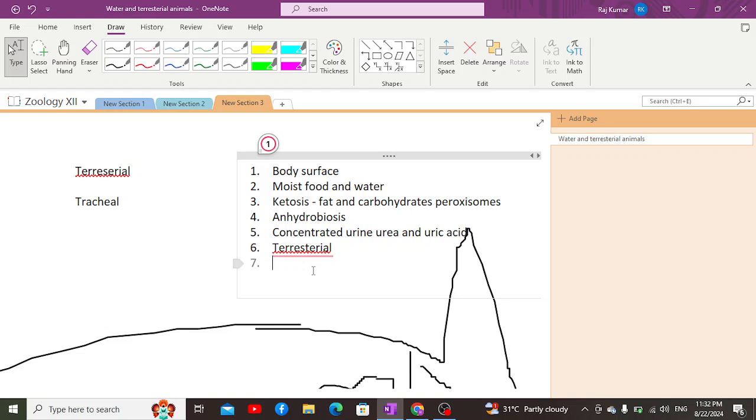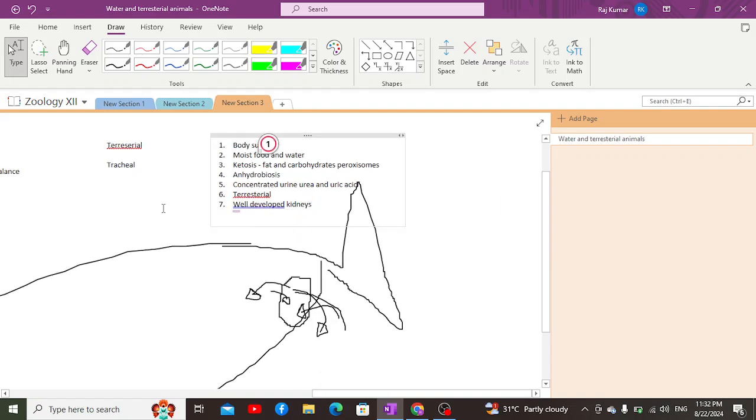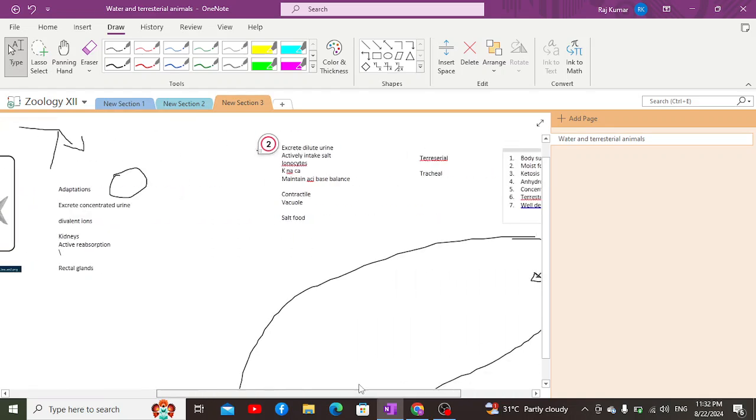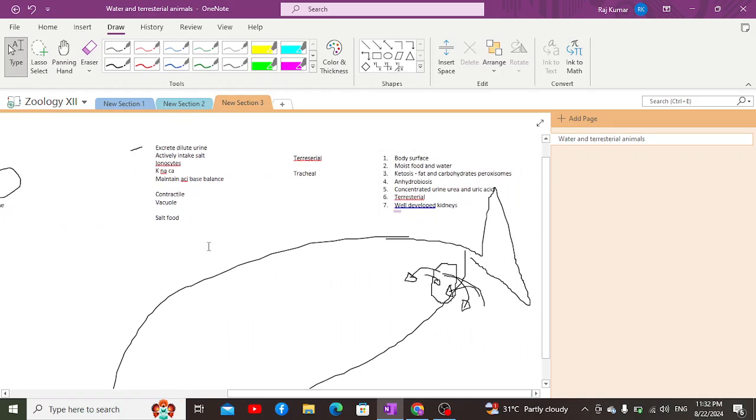Number seven is that they have well-developed kidneys. So these are some points that I wanted to mention, the adaptations which they have in order to combat the environment. In that sense, this is all about today's video. These are the three major adaptations that I wanted to discuss.